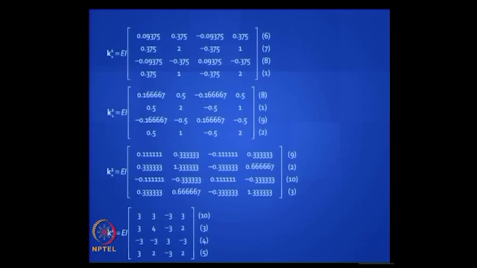So you have got K1 star, K2 star, K3 star, K4 star, they are 4 by 4 matrices, and you have to convert from the element level to the global axis coordinates. So you have to do Ti transpose K star Ti, you will get back the K star, but you will get along with it the linking coordinate. So that is what I have shown here. Now you are ready to assemble the structure stiffness matrix.